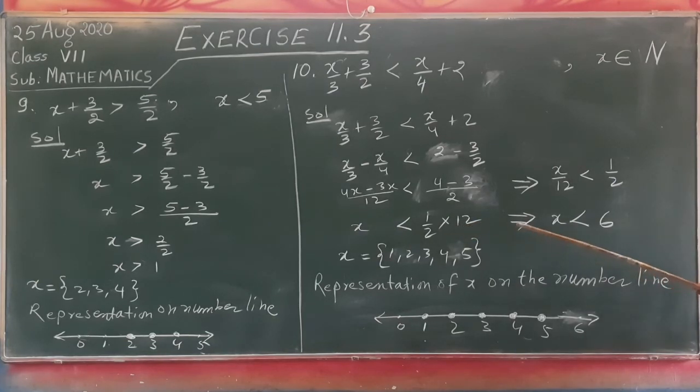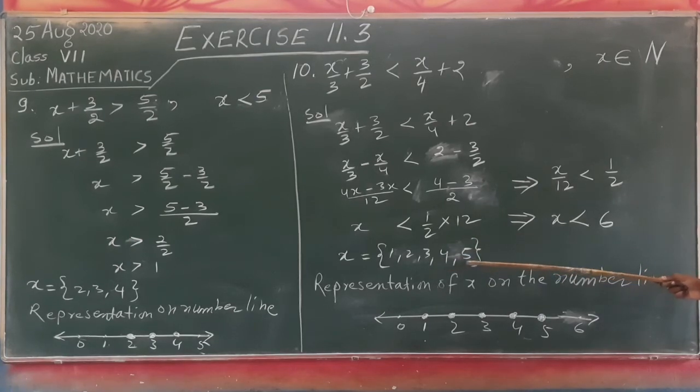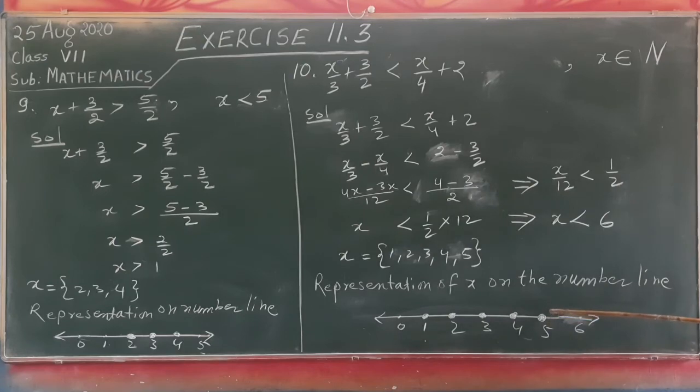12 is not transposed, so when it comes to the right-hand side it becomes multiplication. So 2 sixes are 12. In the next step, you will find x is less than 6. Now x is less than 6 and a natural number, then what all numbers will it be? The numbers will be 1, 2, 3, 4, 5, because natural numbers always begin from 1. So for the representation on the number line, you will write all other numbers, but only the required numbers are to be thickened. 1, 2, 3, 4, 5 should be darkened, with a dark circle.